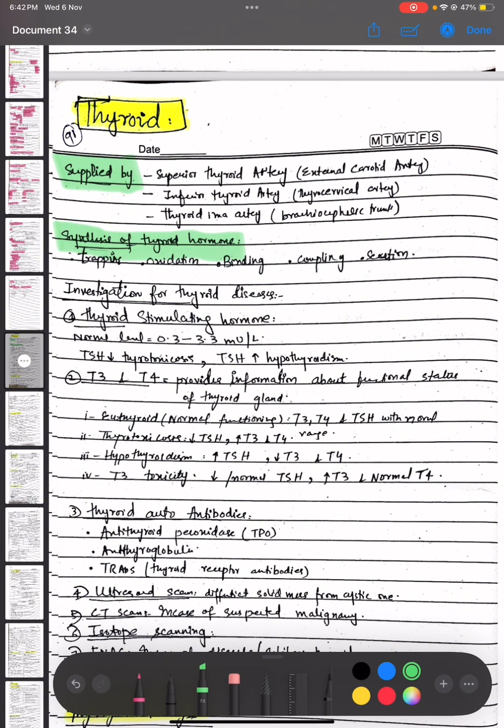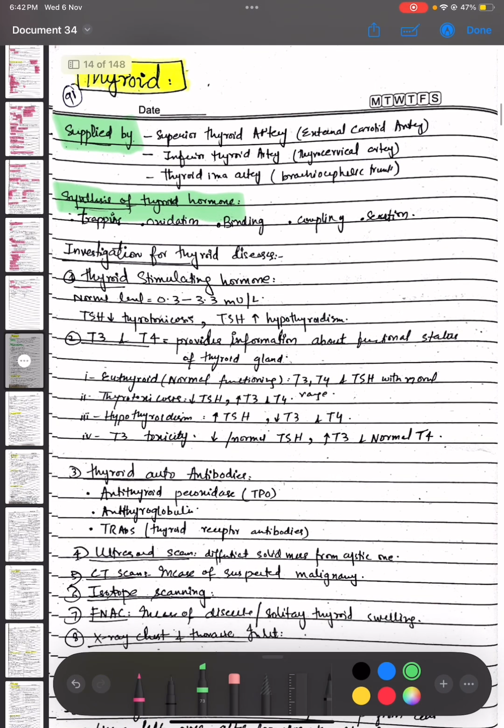First of all, the trapping. The first step is trapping, then oxidation occurs, then the binding, then the coupling, and thus the thyroid hormones are formed. What are the investigations that are done for the thyroid disease?